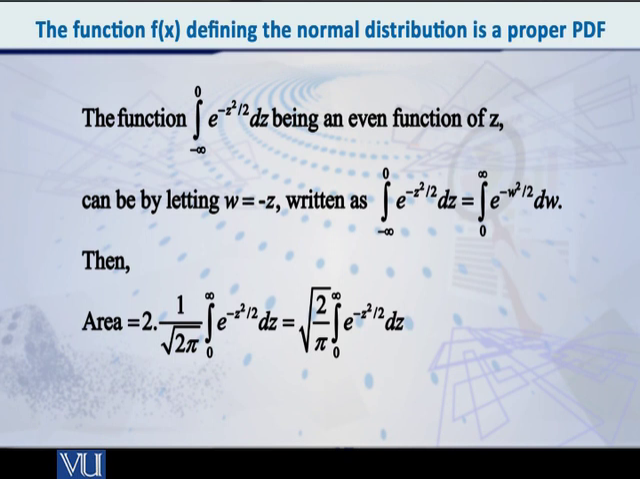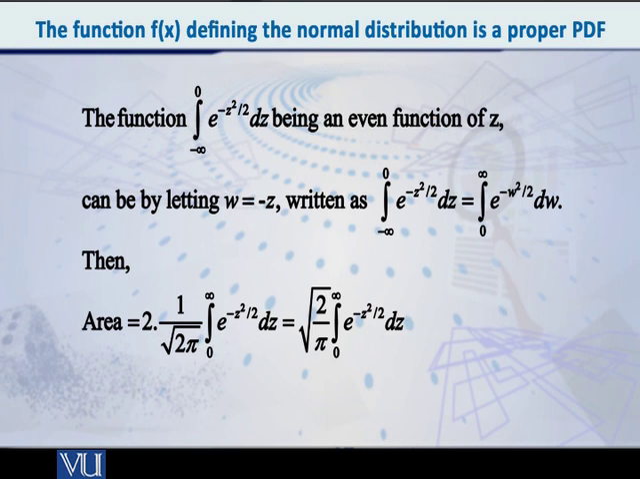0 to infinity e raised to minus z square over 2 dz. तो जब दोनों आइडेंटिकल हैं तो उनको ऐड कर लीजिए तो क्या मिलेगा? Twice 0 to infinity e raised to minus z square over 2 dz. And therefore area is equal to 2 times 1 over square root of 2 pi integral from 0 to infinity e raised to minus z square over 2 dz.